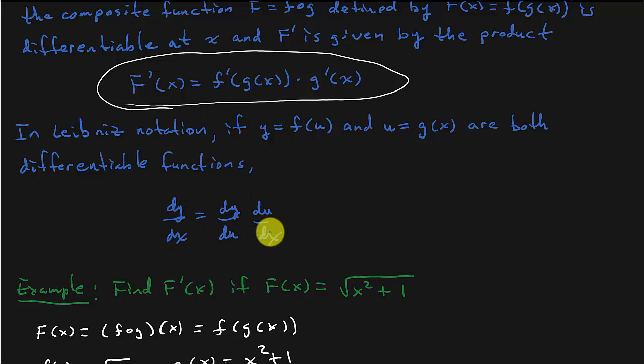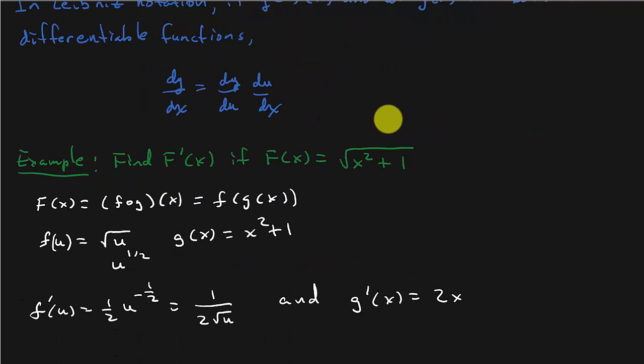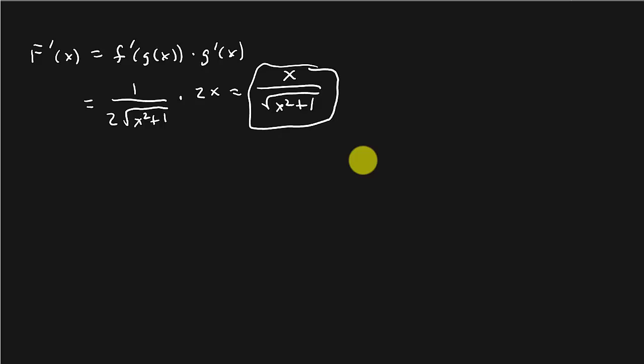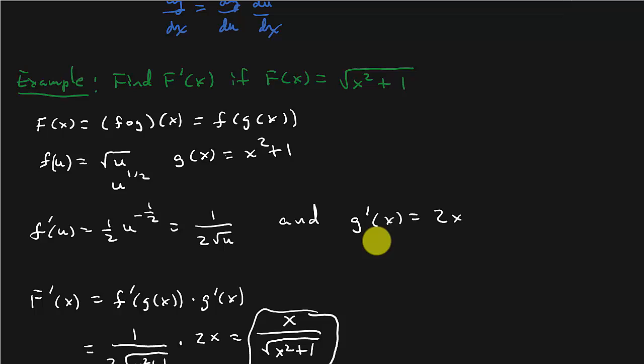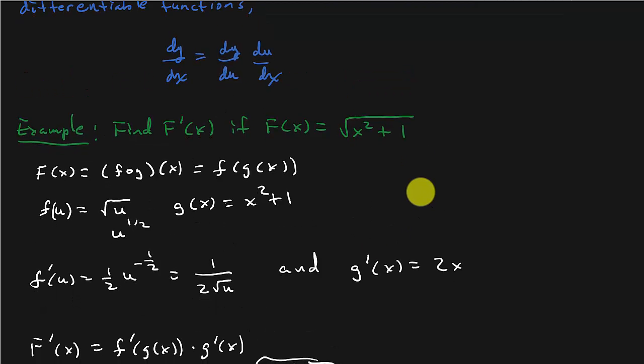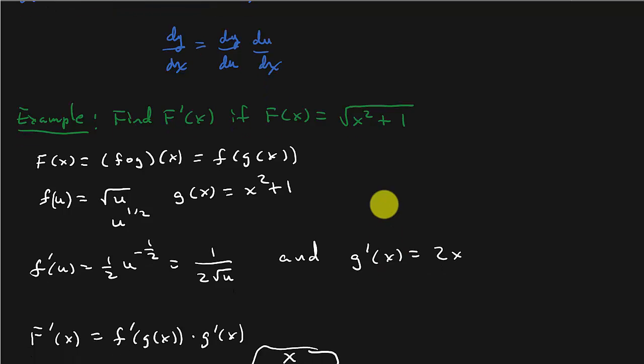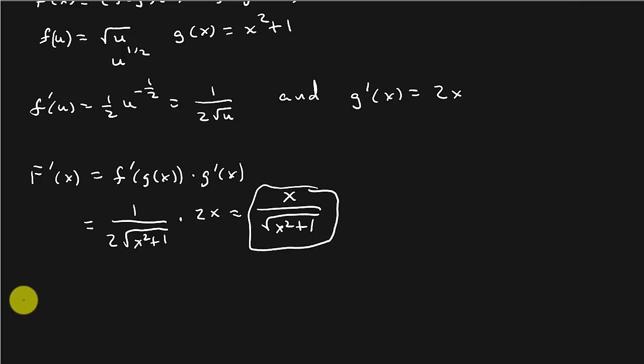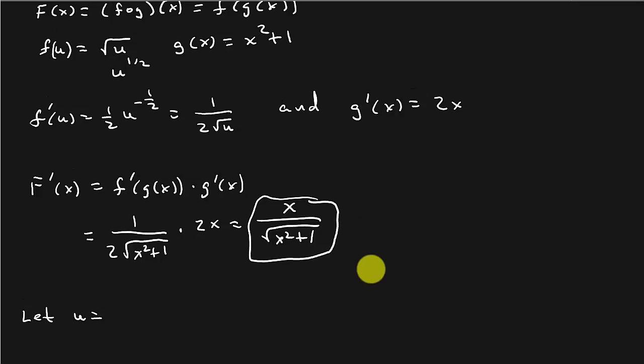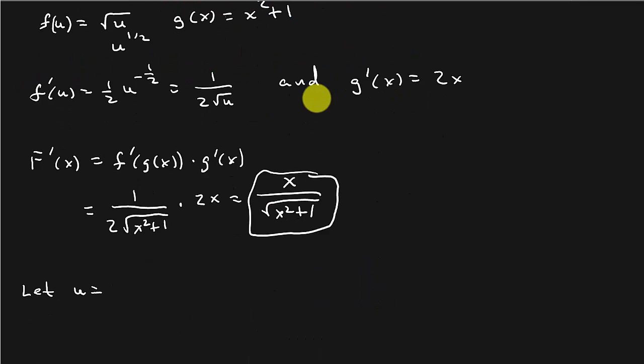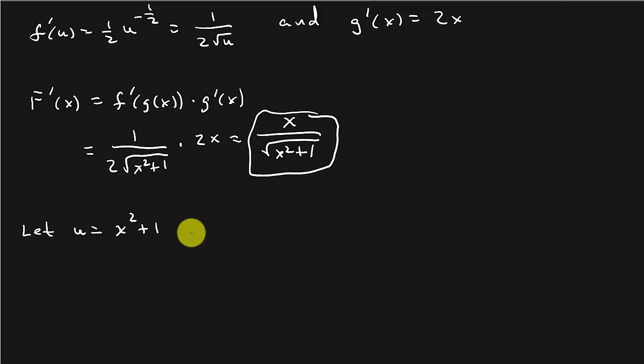Now let's use this one right here. dy dx is dy du times du dx. So what I've got to do here is take the derivative of y with respect to u and the derivative of u with respect to x. So I'm going to let u equal this part underneath the radical. So that's going to equal x squared plus 1. And I'm going to let y equal the square root of u. All right. So what does that give us?